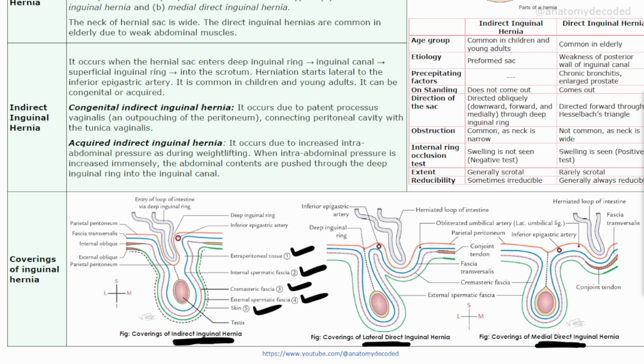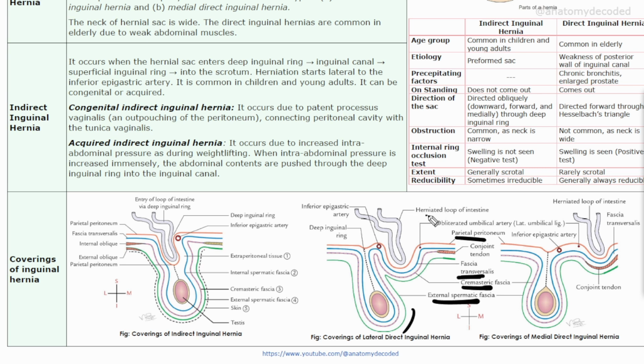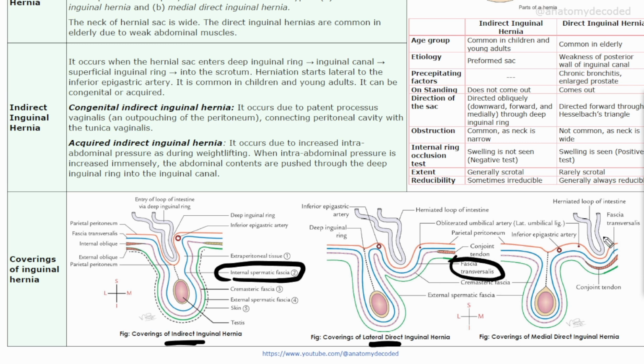Then coverings of lateral direct inguinal hernia. From outside to inside there would be skin, the external spermatic fascia, the cremasteric fascia, the fascia transversalis, then the parietal peritoneum and the herniated loop of intestine. The difference between the indirect and the lateral direct is that here there is the internal spermatic fascia and here the fascia transversalis. That is one difference, otherwise the coverings are common.